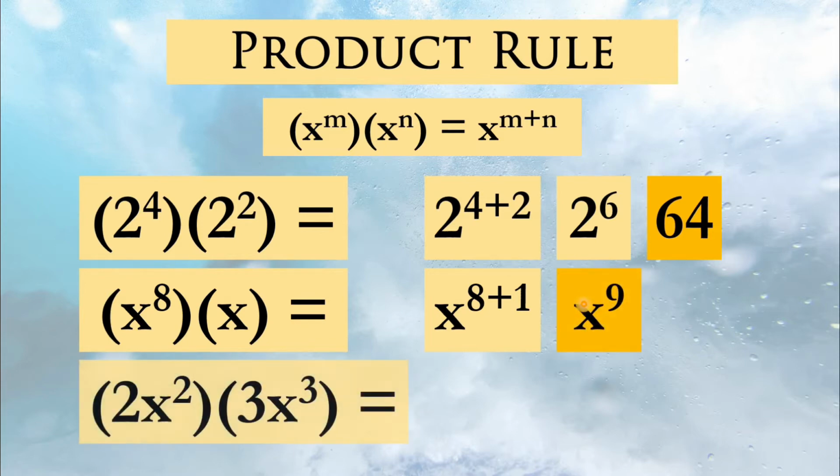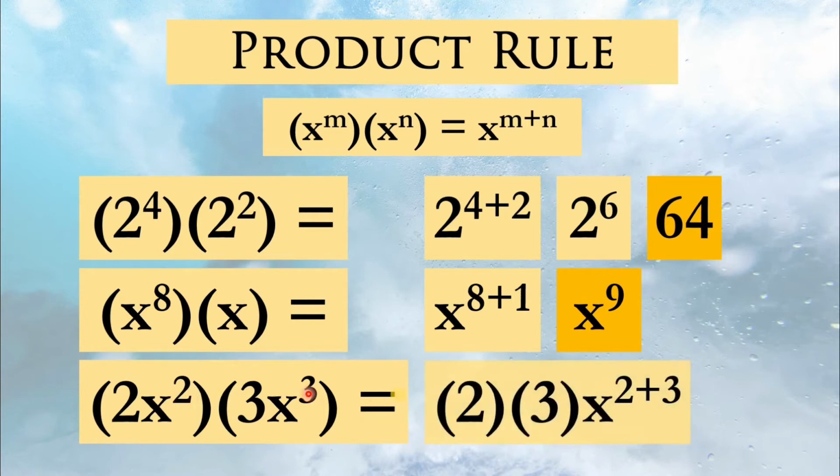Okay, next, we simply multiply the coefficients first, so that's 2 times 3 and that's 6. Okay, so we go to the base now. Same base, copy the base and add the exponents. So we have 2 times 3, x raised to 2 plus 3. Copy the base, add the exponents, and there we go. So 2 times 3 is 6, and adding the exponents, x raised to 5. Okay, so this is our final answer.